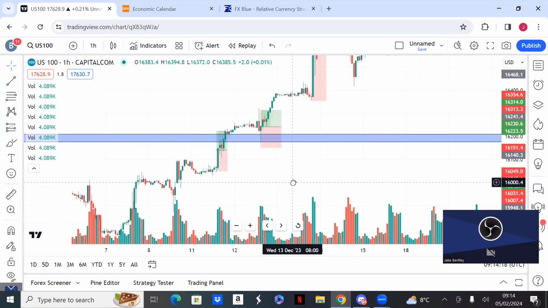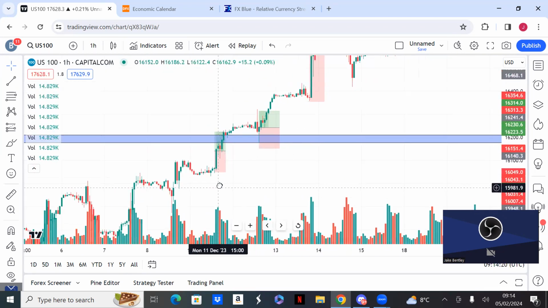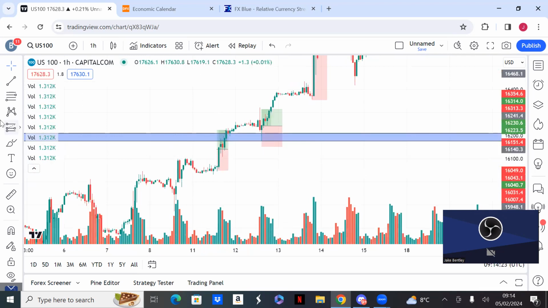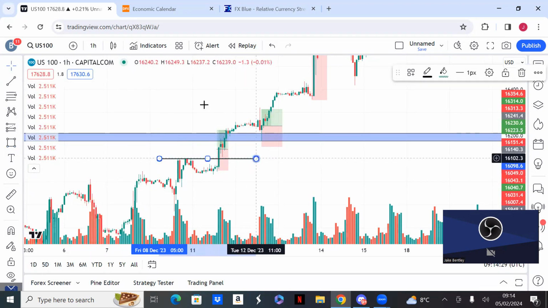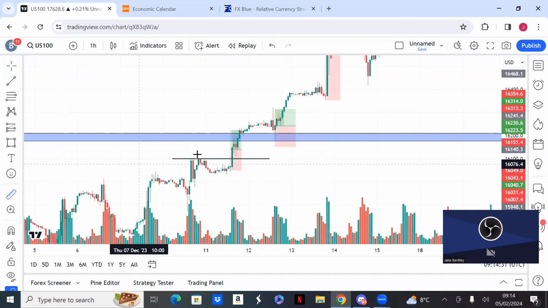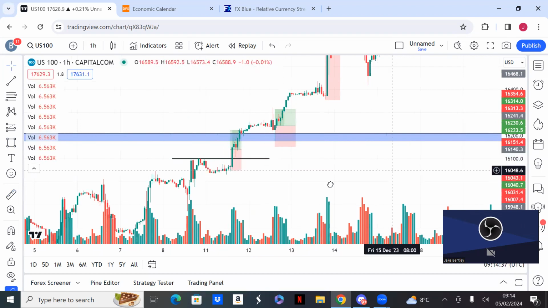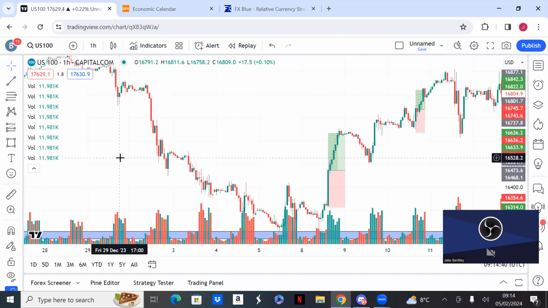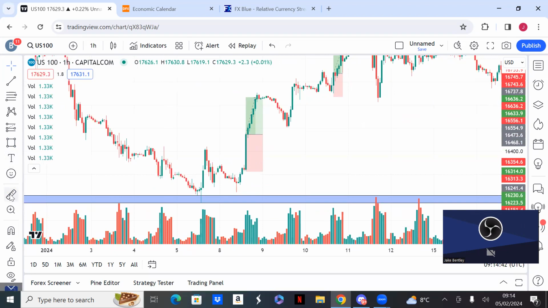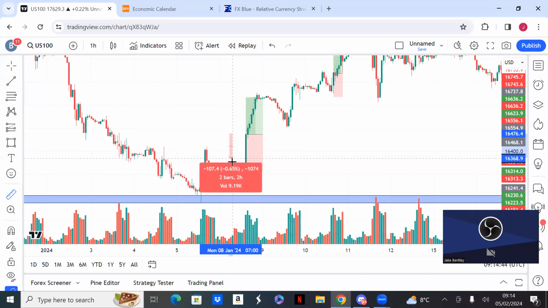It has to be at least, this is another Monday as well. All the Mondays that actually move well break the highs, and usually the pip count is around about 70, 80. If we look at this one here, this move was a huge move.